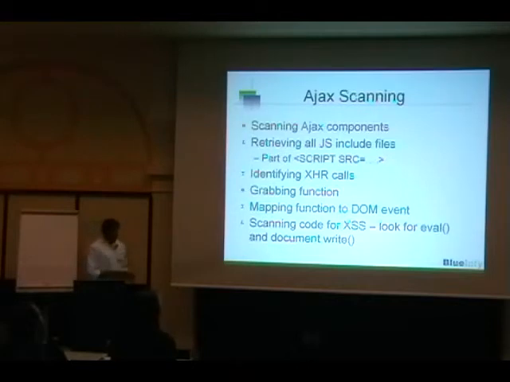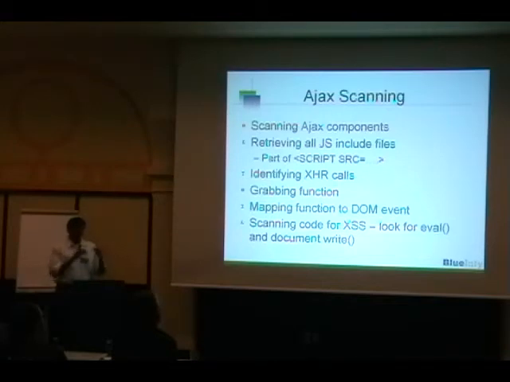How do you do Ajax scanning? Scan Ajax components and retrieve all JavaScripts, since Ajax resides in JavaScript. Identify XHR calls: you grab the entire JavaScript file and look for XHR calls, whether this particular function or file is making an XHR call. Once you identify that, you know this particular file is related to Ajax. Then mapping functions to DOM events. What I usually do is grab the XHR call, and below that, whatever routines are implemented are usually changing the DOM. It may change the inner HTML, or it may change some of the links or such.